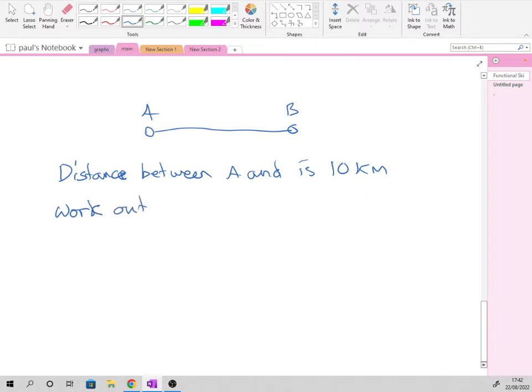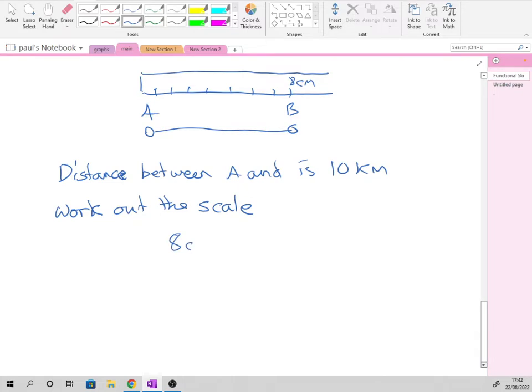Work out the scale. So you'd get your ruler along here. There's my ruler, and you go 1, 2, 3, 4, 5, 6, 7, 8. 8 centimeters. So our scale is 8 centimeters to 10 kilometers.